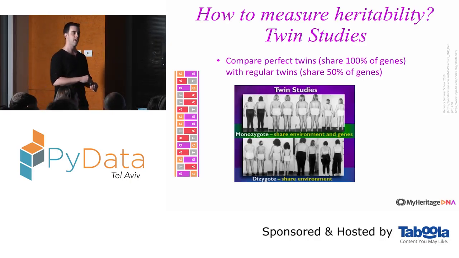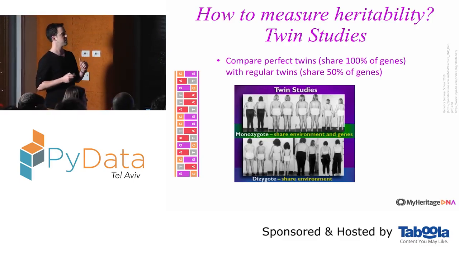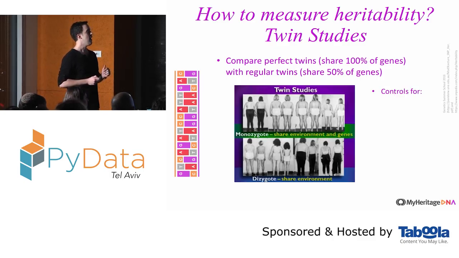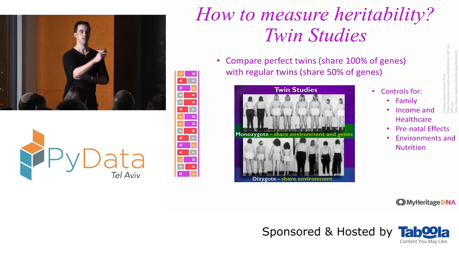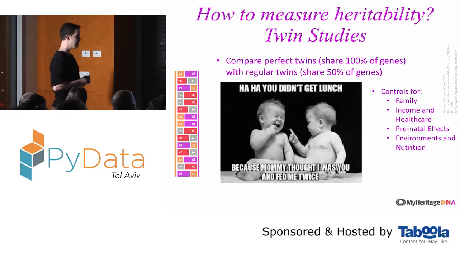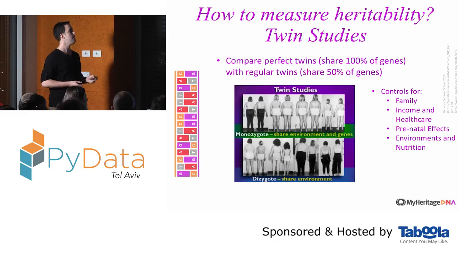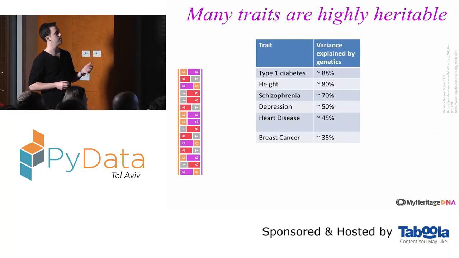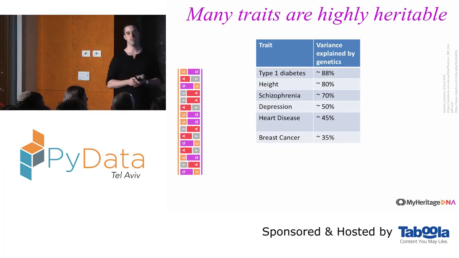This means that there is a genetic component to this trait whenever there is this discrepancy, and I'm purposely skipping a few details here. This controls for family, income, healthcare, prenatal effects, as well as environment and nutrition, because unless something goes wrong, your twins should be eating the same thing, as shown there. And skipping a few details again, with that kind of statistic, you can come up with estimates for the variance explained by genetics for all these different traits.